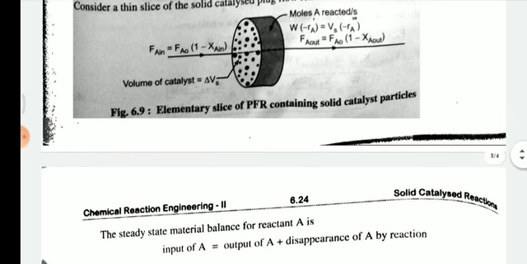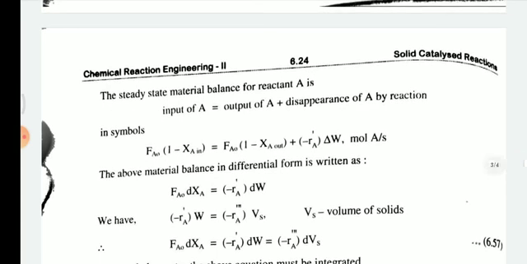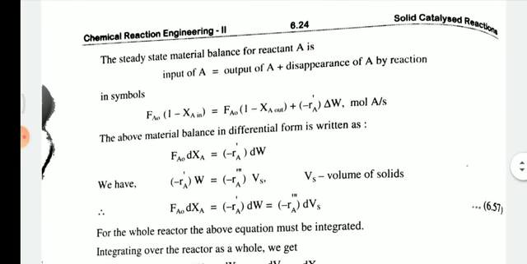Now, the steady state material balance for the reactant A. We allow the steady state condition. So input is equal to output plus disappearance or accumulation. Since it is a plug flow reactor, input of A is equal to the output of A plus disappearance of A by the reaction. So put the values in the material balance.